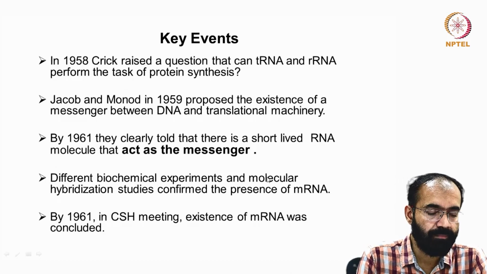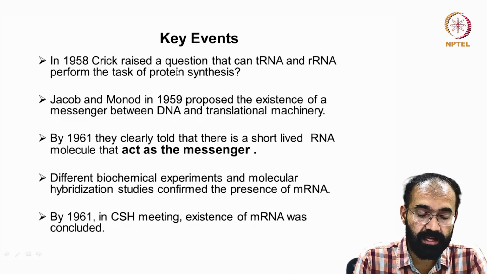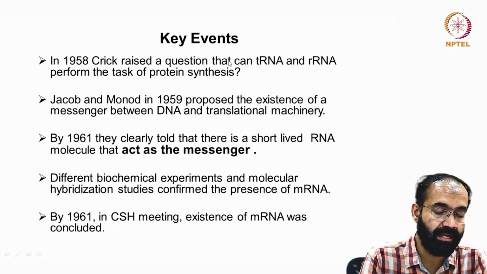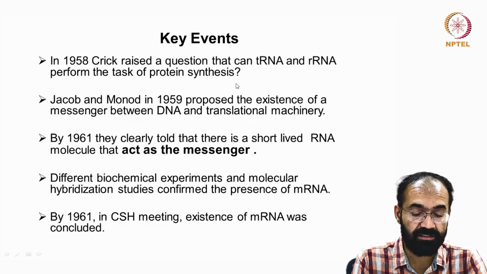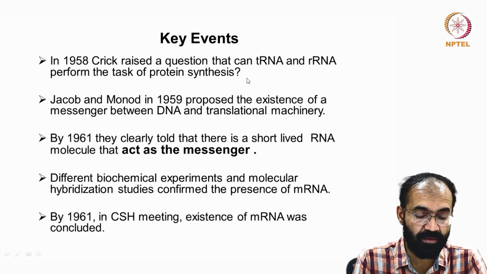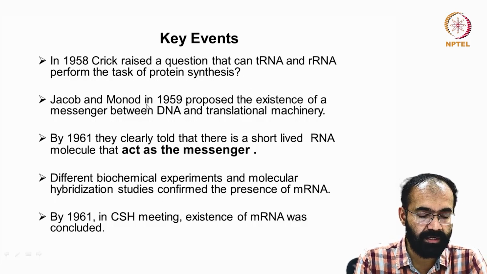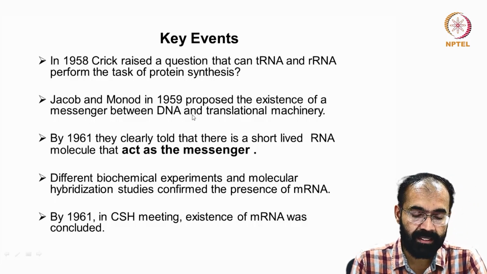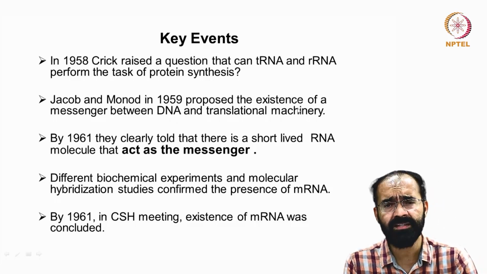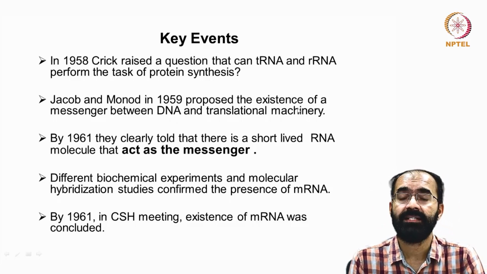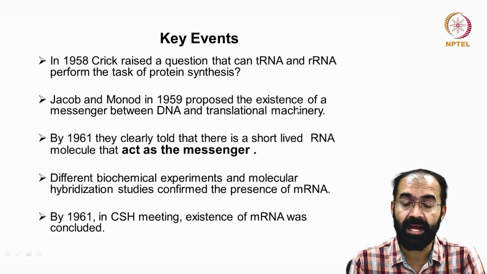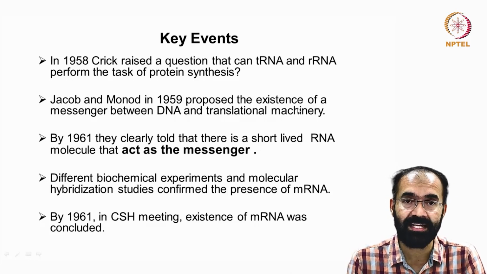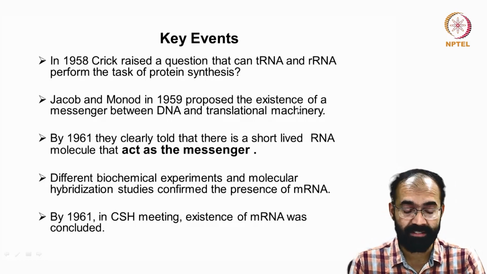In 1958, Francis Crick raised the question of whether tRNA, or transfer RNA, and rRNA, or ribosomal RNA, can perform the task of protein synthesis. He asked this question because evidence was supportive of this. Later, Jacob and Monod in 1959 proposed the existence of a messenger between DNA and the translational machinery. What it says is that DNA needs to get converted into protein, not directly; there has to be an intermediate. We didn't know who that intermediate was. Now we know it is messenger RNA, but there could have been a messenger in between.